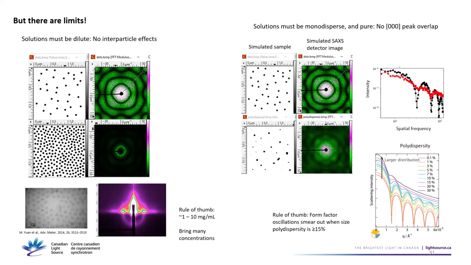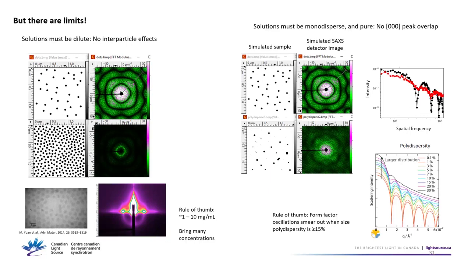This is exactly like the experiment I showed earlier, where if you get these nanoparticles close enough together, you can see a ring that's related to the interparticle distance. So for solution, it has to be pretty dilute. And they also have to be really monodispersed, and pure, because if you have different distributions, it's like you're only looking at one peak, the 0, 0, 0 peak, and you don't have any overlap of the same peak again and again.